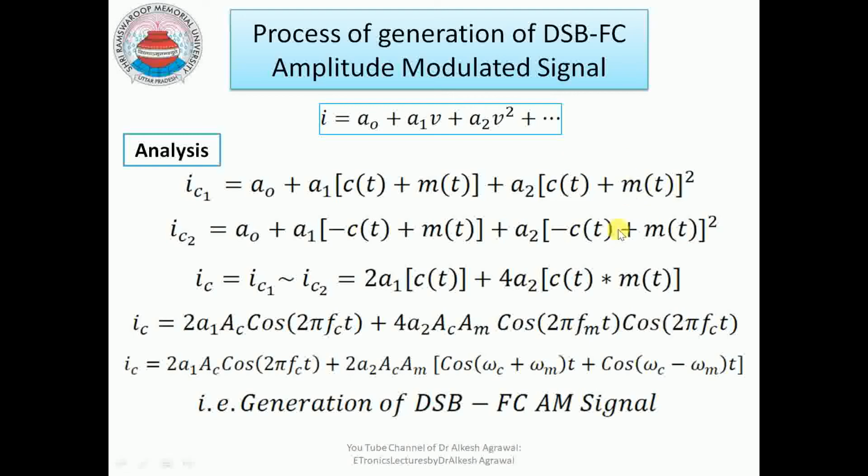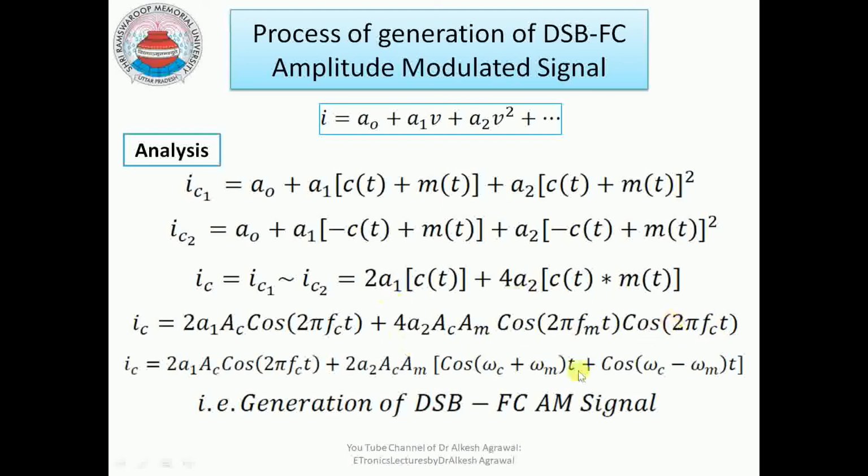square these two values and do this operation of IC1 minus IC2, this A0 will cancel out, this value will nullify. So we have this minus this is 2A1 CT, and we get the product, that is 4A2 CT into MT. If we put the value of CT and MT, we get 2A1 AC cos 2 pi FCT and 4A2 AC AM cos 2 pi FMT into cos 2 pi FCT.